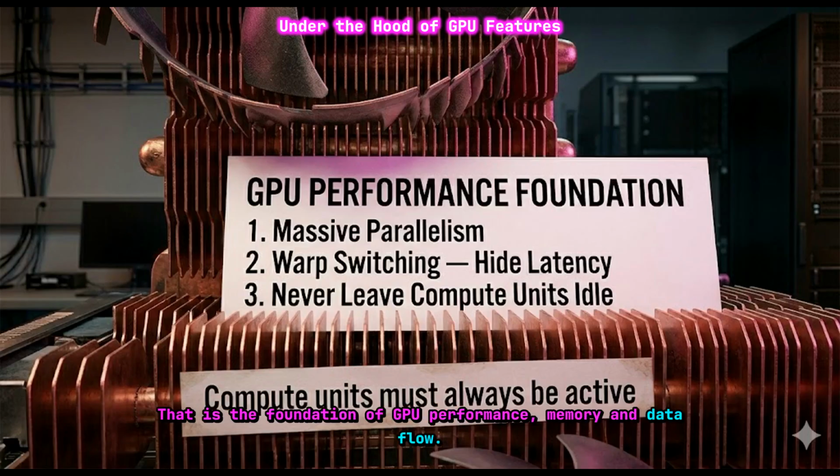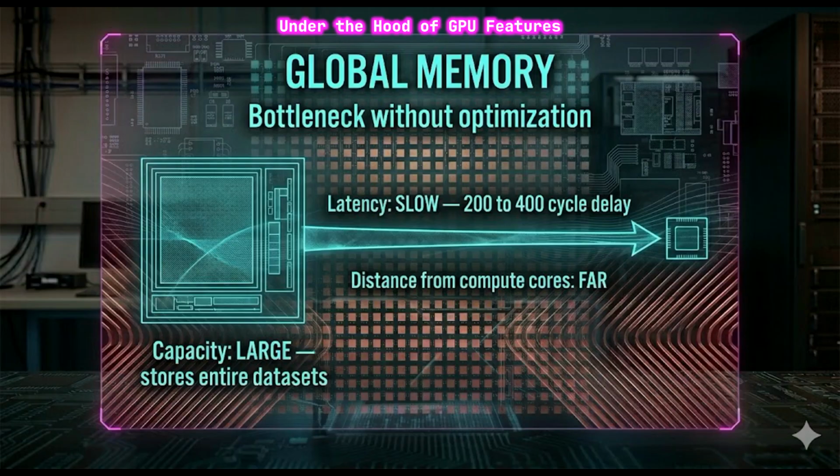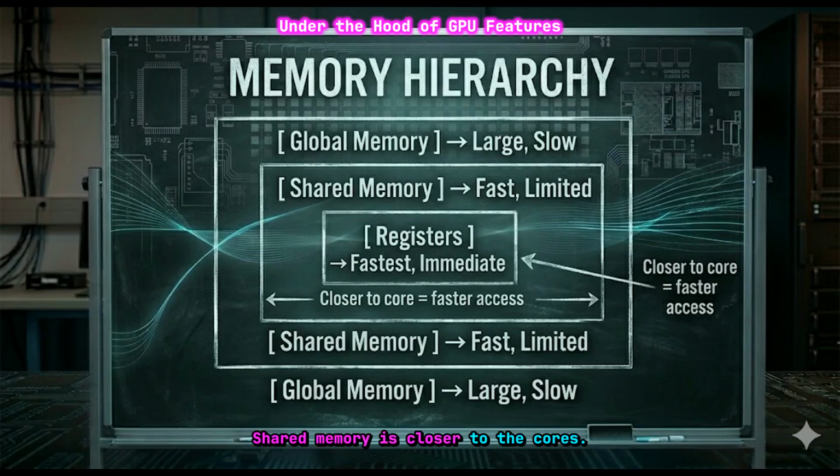Chapter 2. Memory and data flow. Now we move to memory, because compute is only half the system. The other half is data movement. Global memory stores large amounts of data. But it is slow, so GPUs use layers. Shared memory is closer to the cores, faster but limited. Registers are the fastest, used for immediate work.